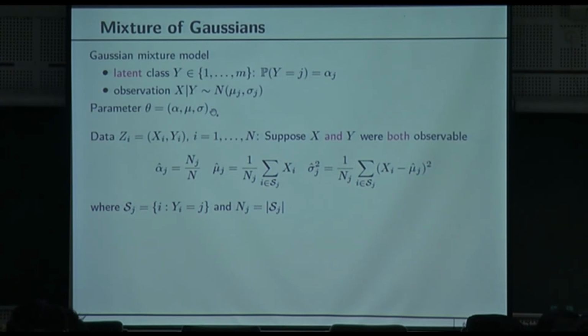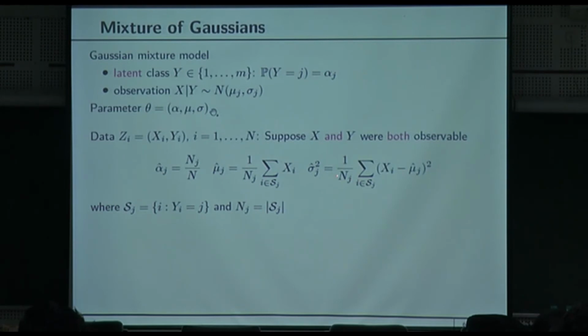Suppose x and y were both observable. Then how do I estimate the alpha, the mu, and the sigma? It's trivial. I look at the number of people that I saw that belong to class j. So Sj is all values of i where yi is equal to j, and nj is just the number of elements in this set. So look at all the people who had class j, call that nj, divide by n, which is the total number of people that you saw. This is the estimate for each of the classes. How do I get the estimate for mu j? I focus on only those values of x that belong to the set Sj and take its mean value. Just sum all the x's and divide by nj, the number of elements of that set.